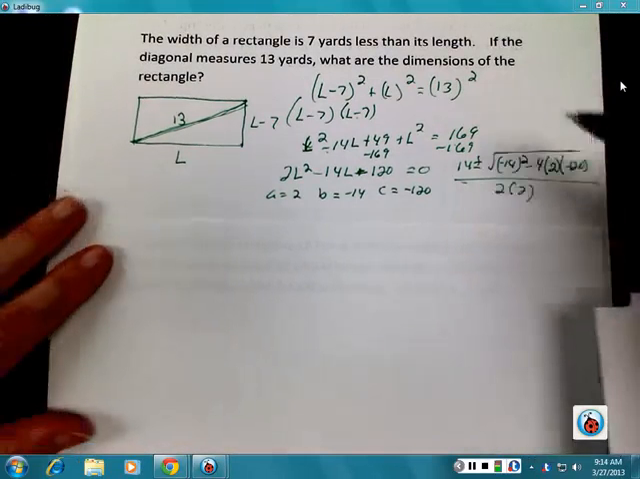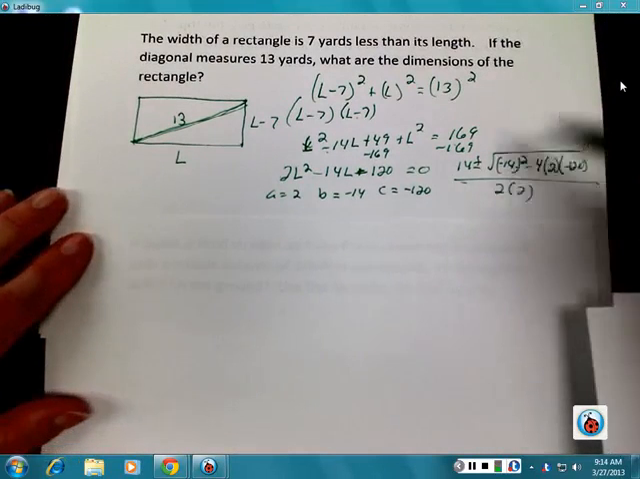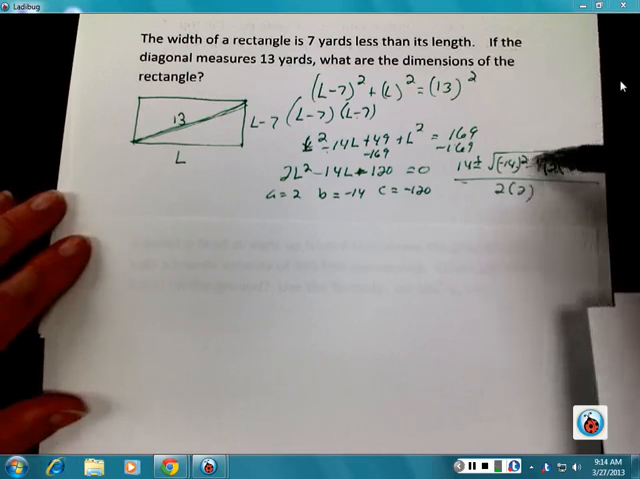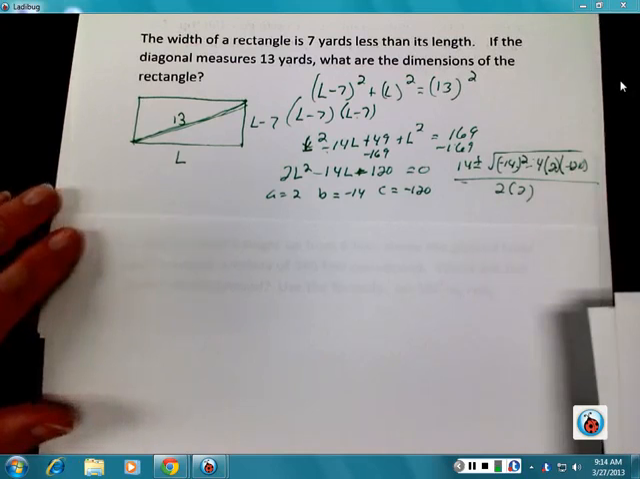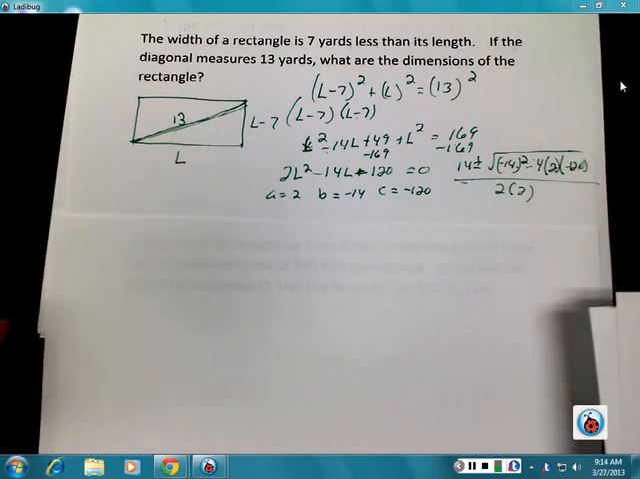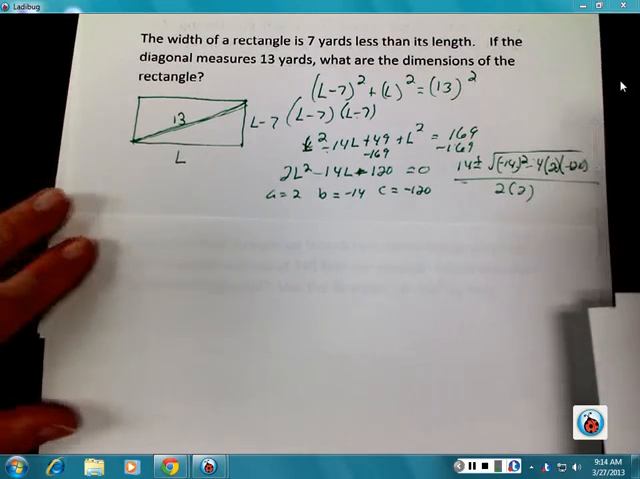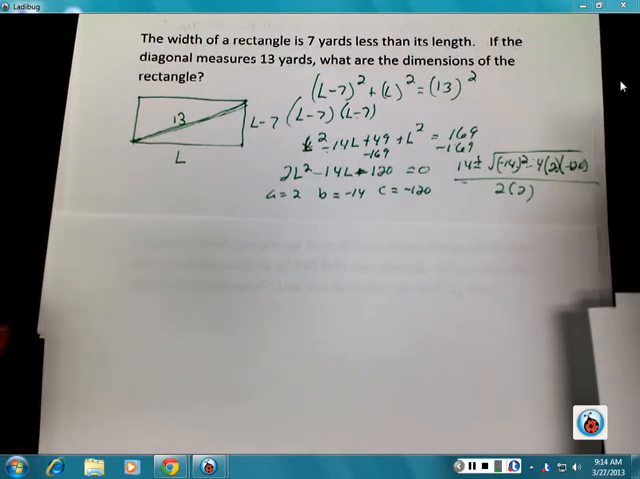So what happens? Well, I get negative 14 squared. I get 2 times 4 is 8, negative 8. Negative 8 times 120. That's where the numbers get really big in there. So what comes out of this piece? What was it? Can't be.